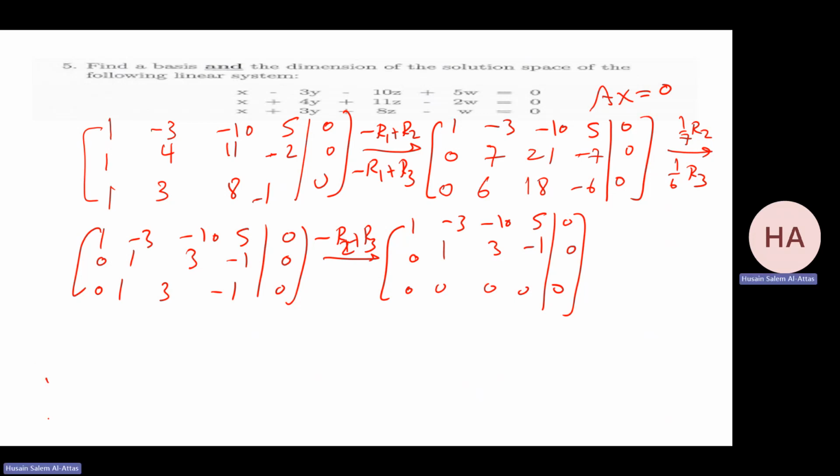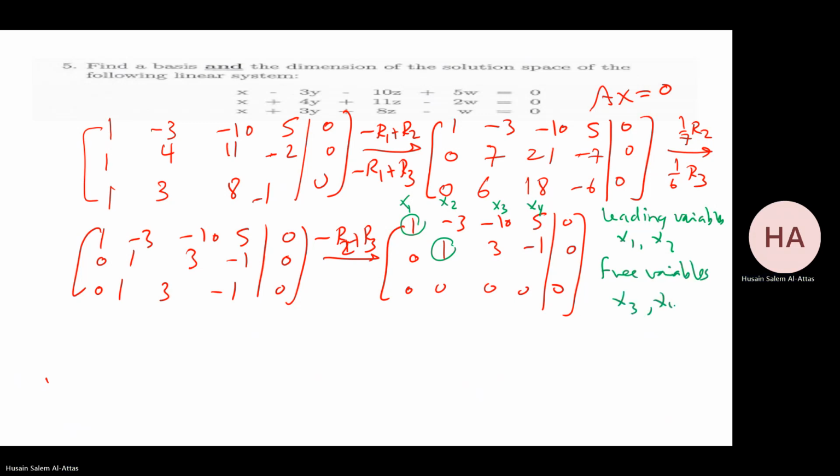So what are the leading variables and the free variables? These are x1, x2, x3, x4. The leading variables are x1, x2, and the free variables are x3, x4. Right away, the dimension is equal to 2. But to find the bases, I need to do more calculation. So I let x3 equal t1 and x4 equal t2.